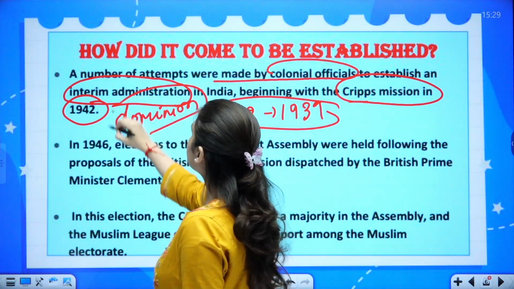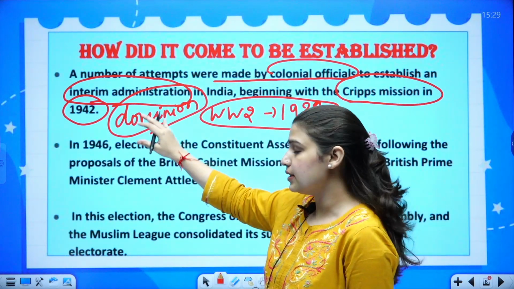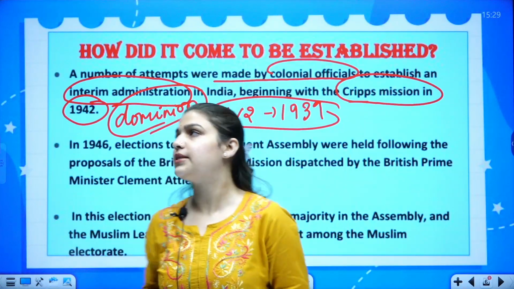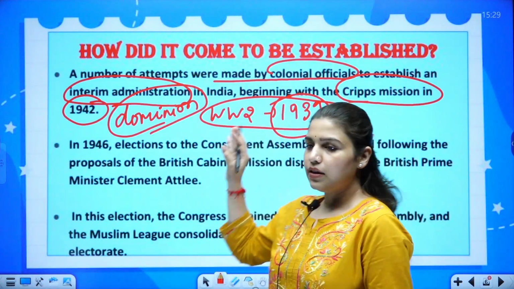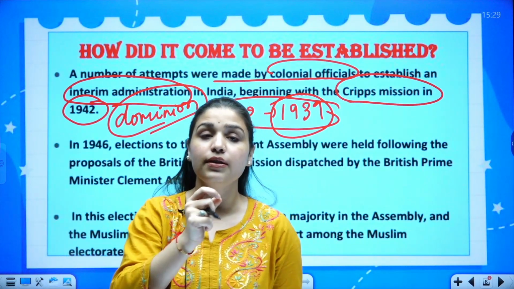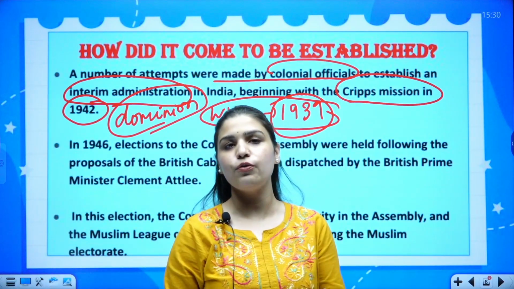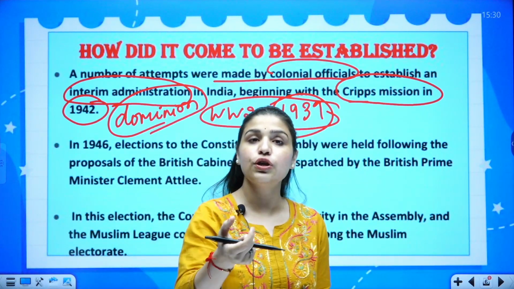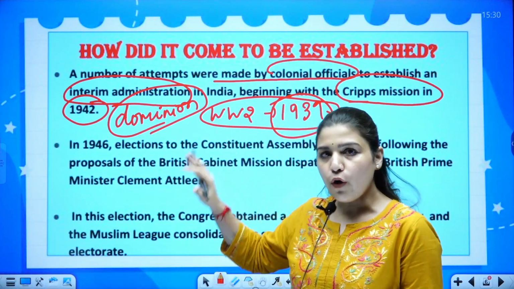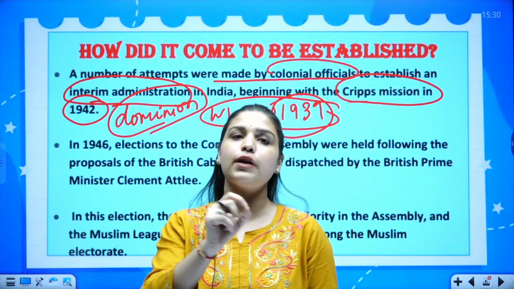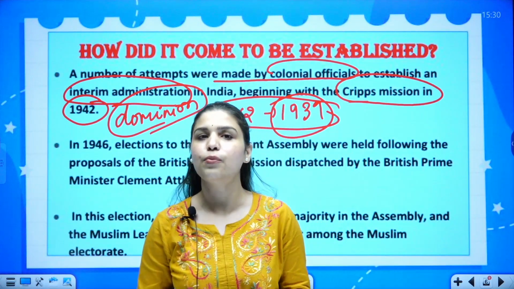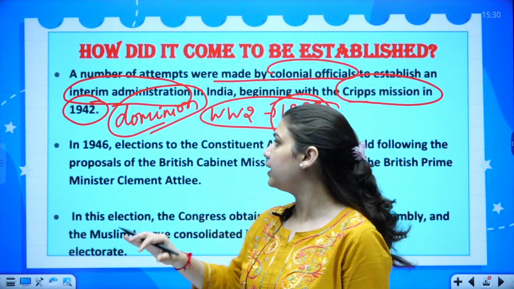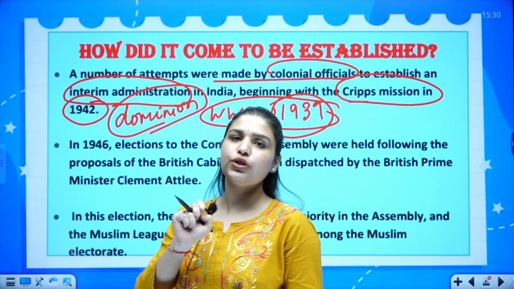The reason was that it specifically mentioned this dominion status. But first of all, why was the Cripps mission sent to India? At that time, the Britishers wanted Indian support in World War II. Britain was on the Allies' side and had pressure from the Allies to get India into the war, as there was a threat from the Axis power, specifically Japan, to invade India. So Indian support was needed, and the Britishers tried to offer some concessions to Indians. This is the reason why they sent the Cripps mission in 1942.